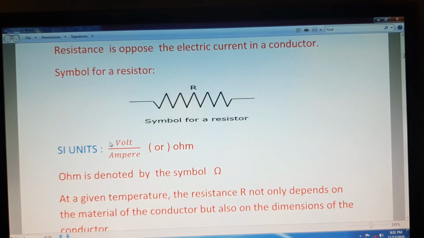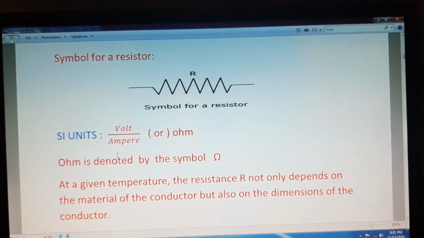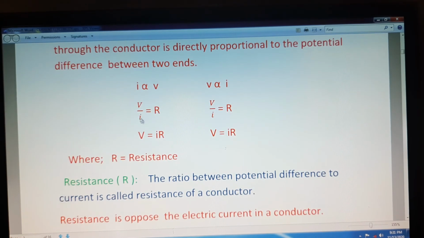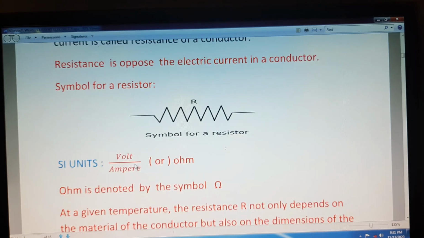So what are the SI units of resistance? We can observe the principle R is equal to V by I, so potential difference per electric current. The SI unit of potential difference is volt, and the SI unit of electric current, we know the definition I is equal to Q by T, is ampere. So the SI unit of resistance is volt per ampere. We can also measure resistance in terms of ohms. Ohm is denoted by the symbol omega.